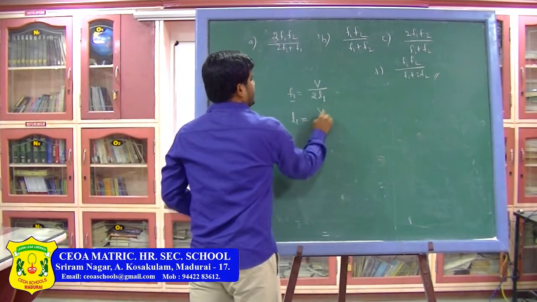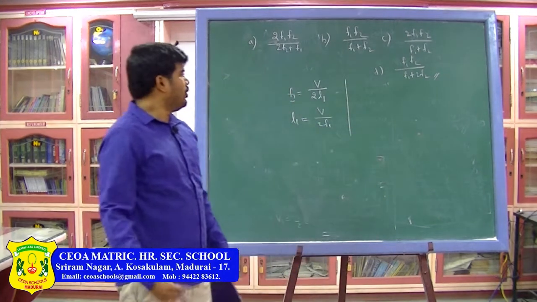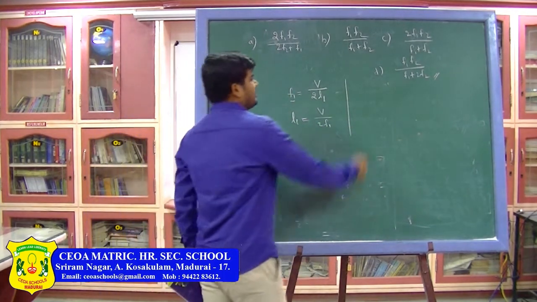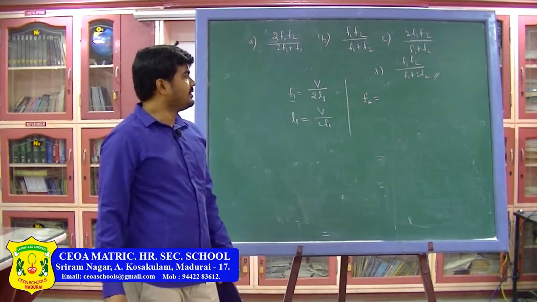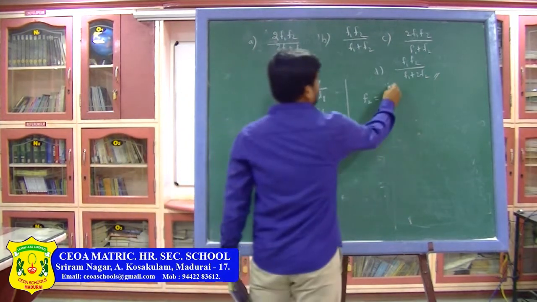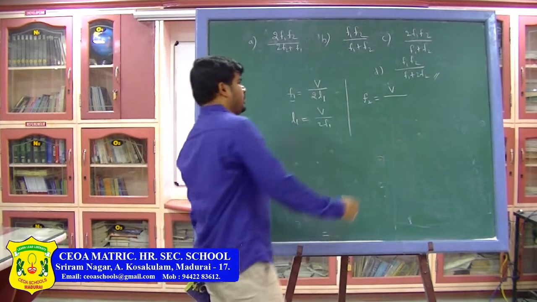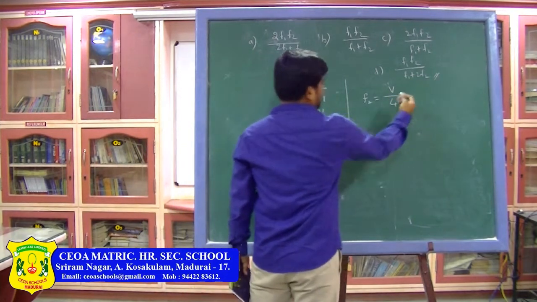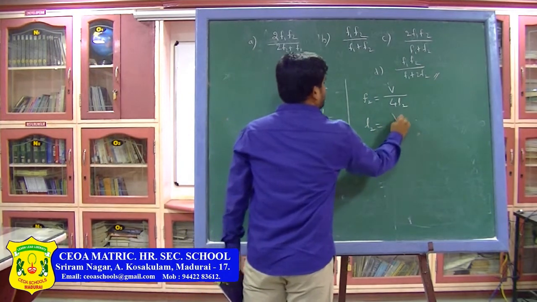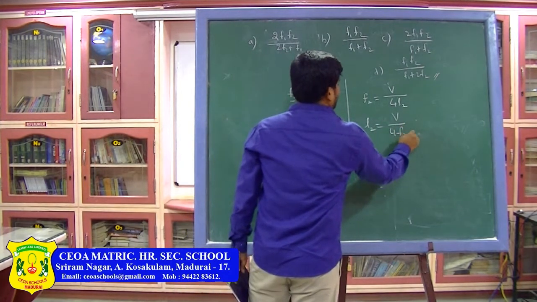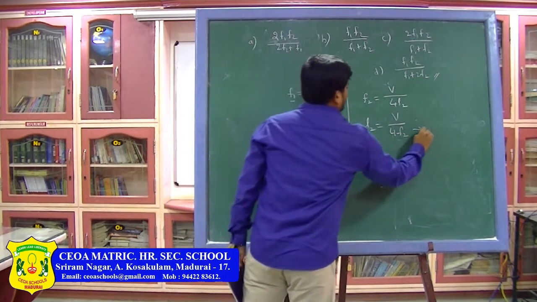So, L1 is equal to V by 2f1. The other condition given is that a closed pipe is resonating with a frequency f2 and its length is L2. That means f2 is equal to the fundamental frequency of the closed organ pipe, V by 4L2. From this, find the value of L2: L2 is equal to V by 4f2. Let us call these equation 1 and equation 2.